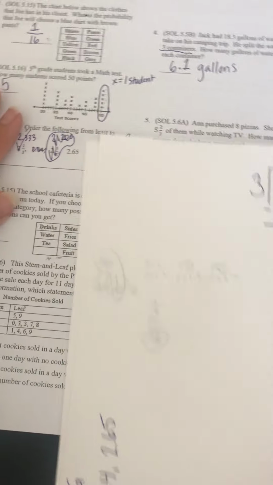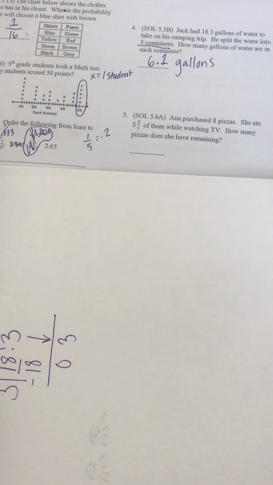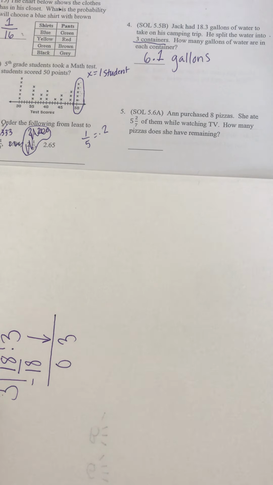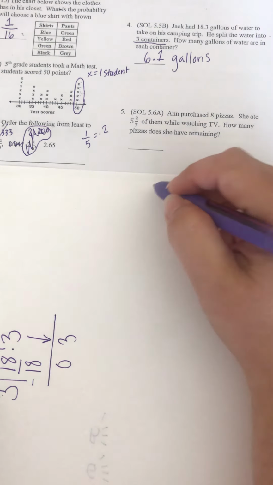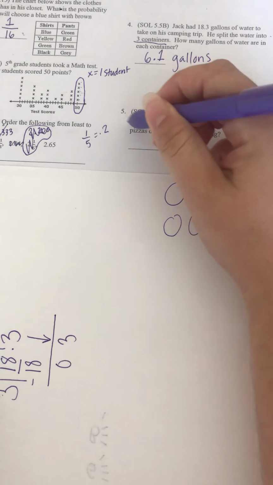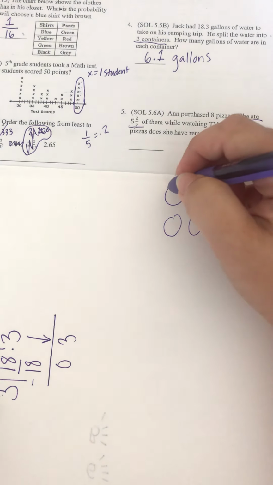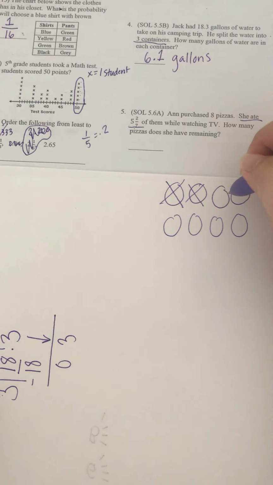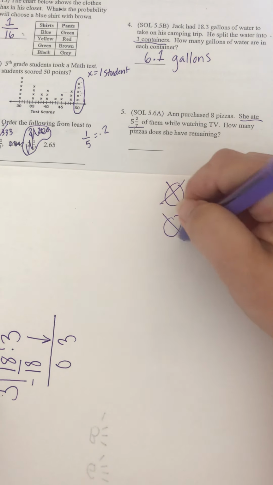Okay. And number 5. Number 5 says that Anne purchased 8 pizzas. She ate 5 2/7 of them while watching TV. How many pizzas does she have remaining? I'm going to do this in a picture form. So I'm going to draw 8 pizzas. 1, 2, 3, 4, 5, 6, 7, 8. And it says she eats 5 2/7. So I'm just going to put an X through what she eats. 1, 2, 3, 4, 5.